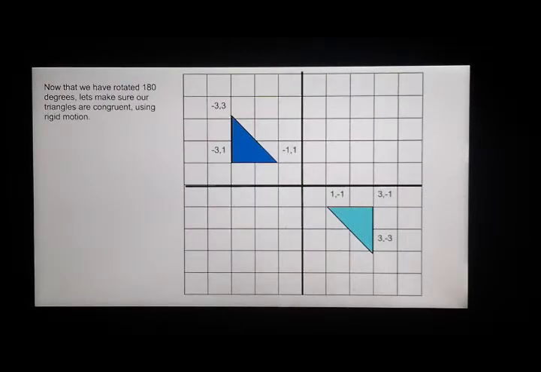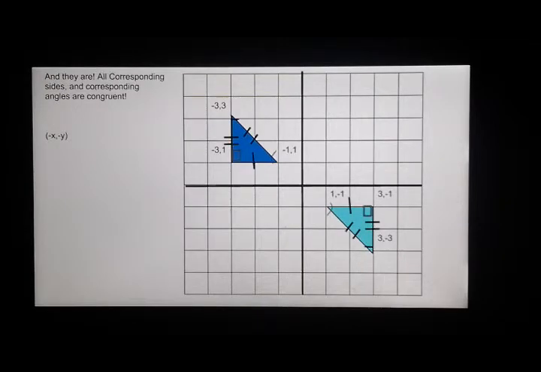Let's make sure our triangles are congruent using rigid motion. And they are. All corresponding sides and corresponding angles are congruent. And as you can see our new formula, instead of starting out with x and y, you can go to -x and -y to rotate 180 degrees around the origin.